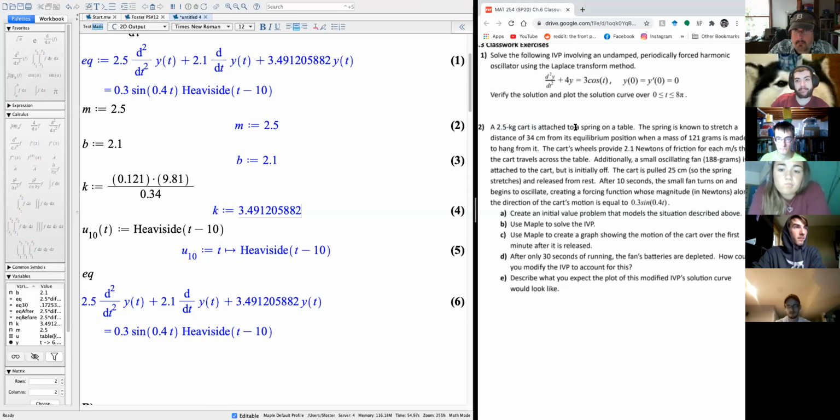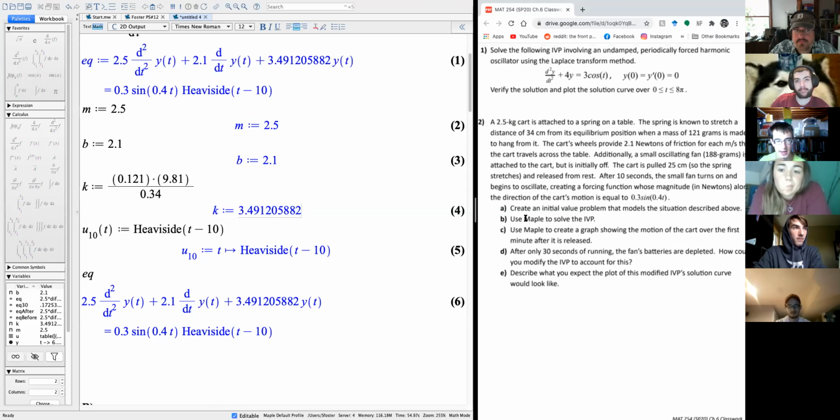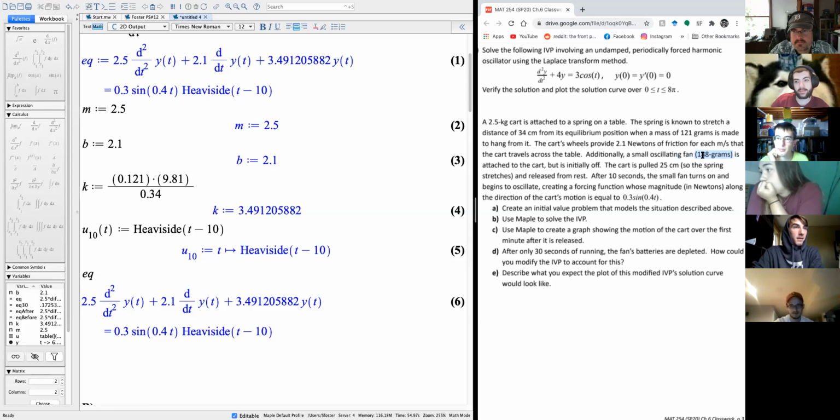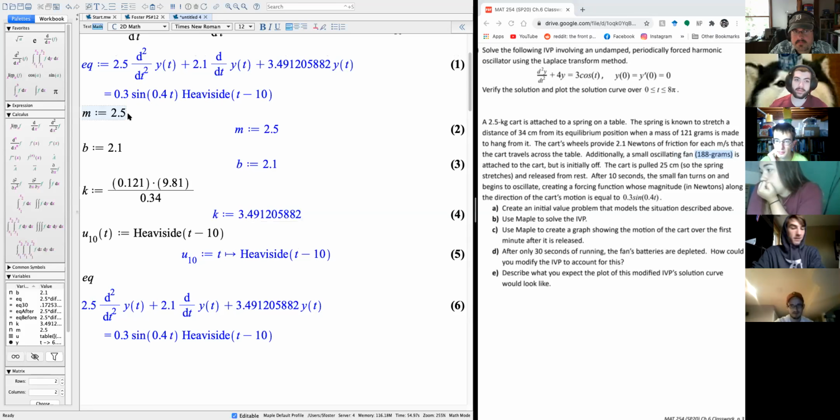Shouldn't the mass be the mass of the cart plus the mass of the fan, the 2.5, I mean? Good question. 2.688, I think it was. Were we given the mass of the fan? Yeah, it was 0.188 kilograms. Oh, 0.188? You're right. Yep. I missed it. There we go.